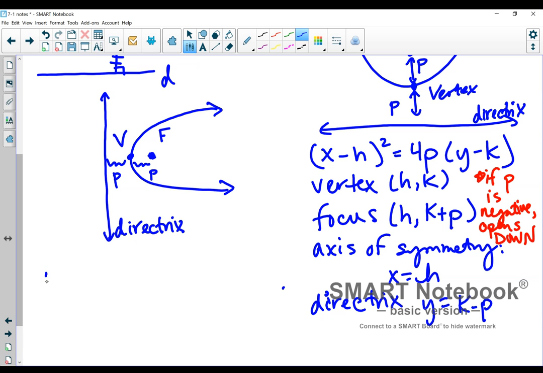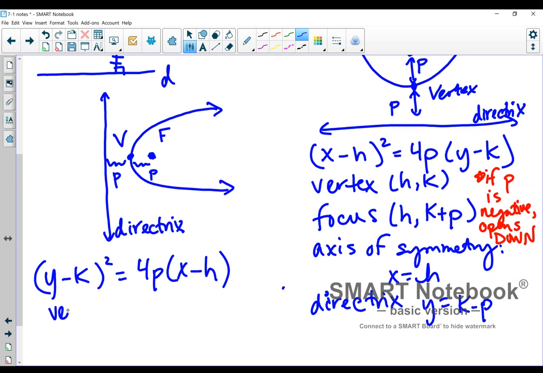So on this one, it's going to be in the form y minus k squared equals 4p times x minus h. Notice x is still with the h and y is still with the k, but they're swapped. They're on different sides because now my y is being squared. So I have basically like an x equals y squared parabola. My vertex is still (h, k).